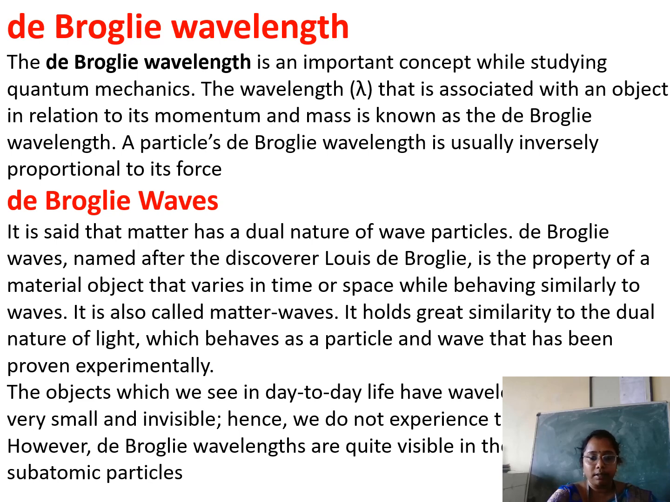So what are de Broglie waves? It is said that matter has a dual nature of wave and particle. Previously, I told that radiation exhibits a dual nature, that is particle nature as well as wave nature. De Broglie waves, after the discovery by Louis de Broglie, are the property of a material object that varies in time or space while behaving similarly to waves. They are also called matter waves.